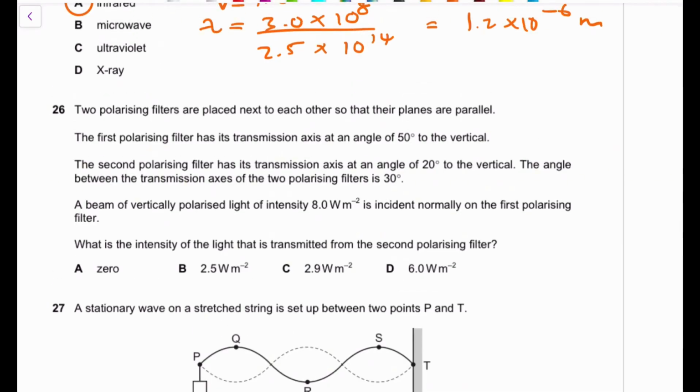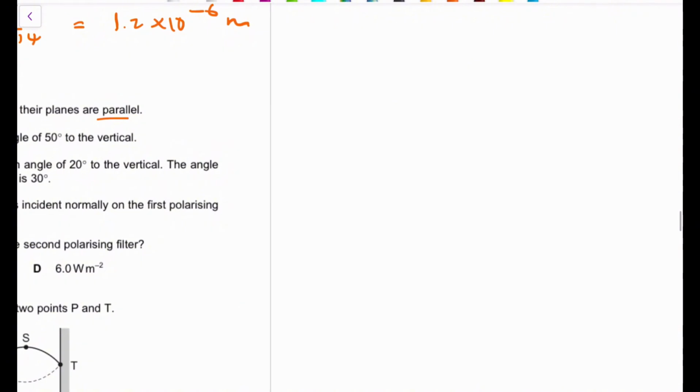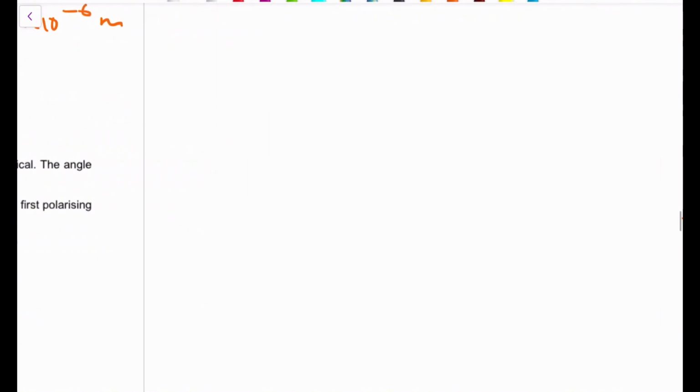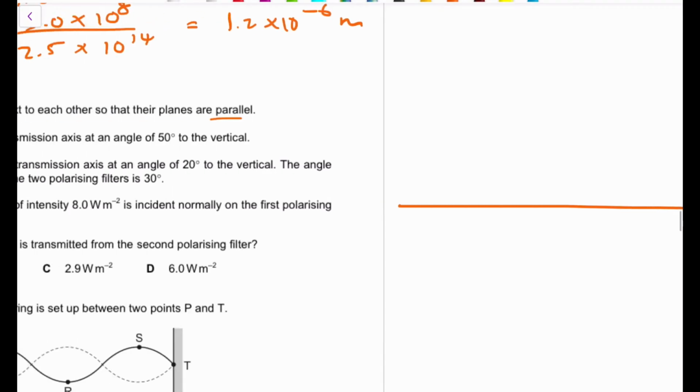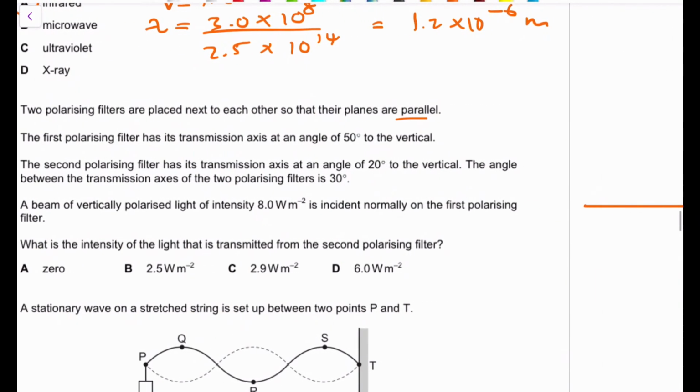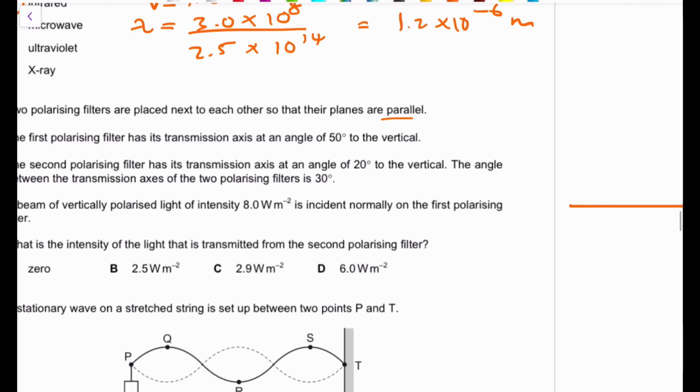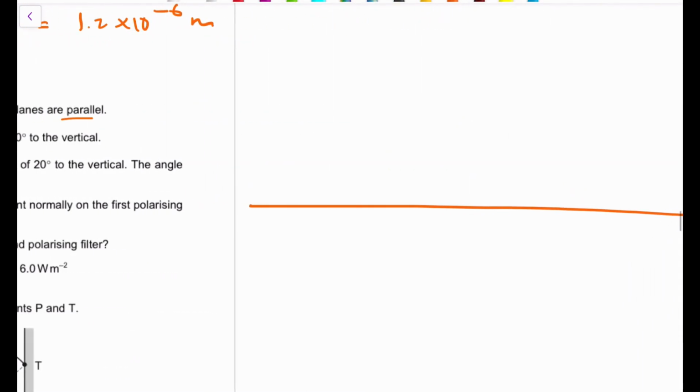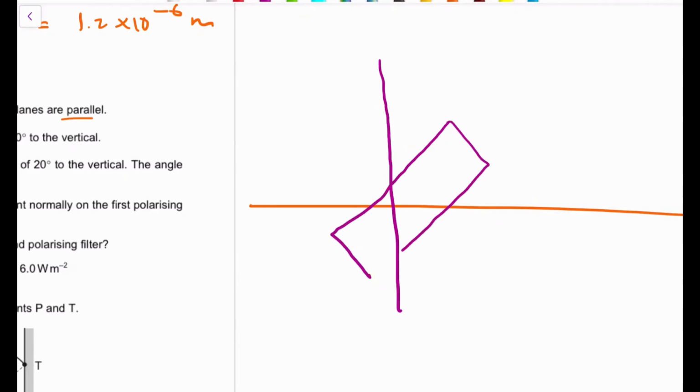Two polarizing filters are placed next to each other so that their planes are vertical. So let's draw it. So we have this particular line over there, okay? And we're going to place two polarizing filters. The first polarizing filter has its transmission axis at an angle of 50 degrees to the vertical, okay? So basically, this is going to be the transmission axis, and it's going to be at an angle of 50 degrees, right? So it's basically going to be something like that.